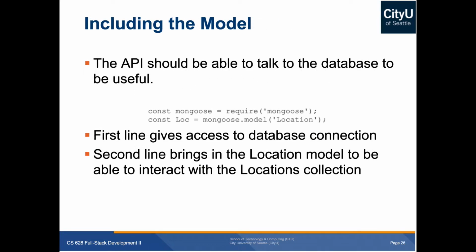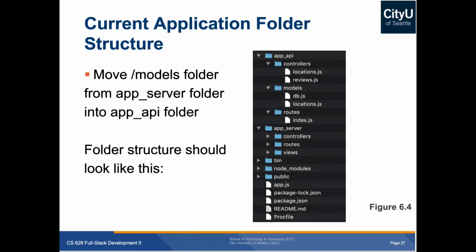So including the model, the API should be able to talk to the database to be useful. So we start with creating a mongoose object. The mongoose can now create a model location. And now we move the models away from the app server to the app API.